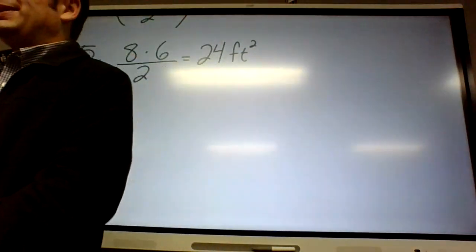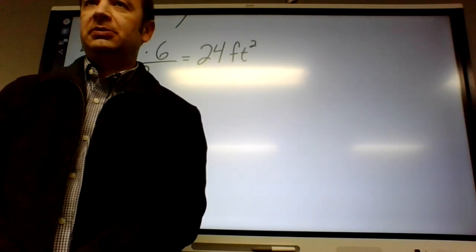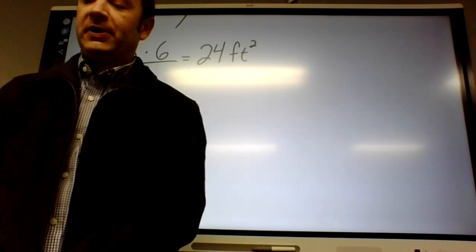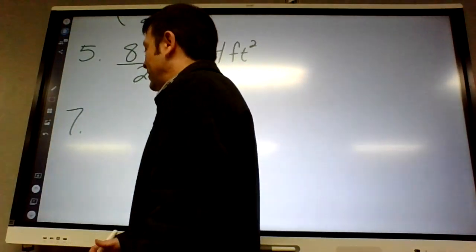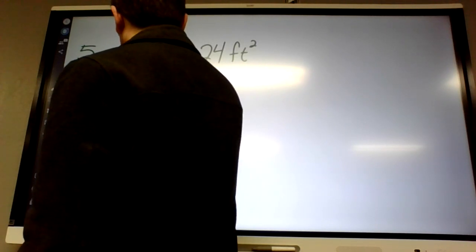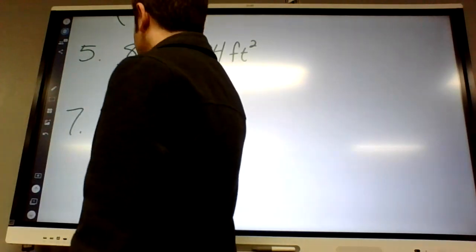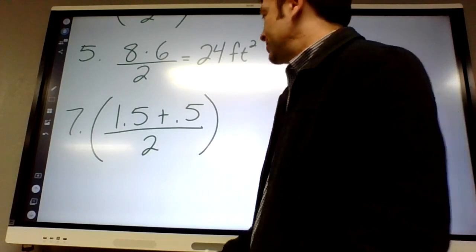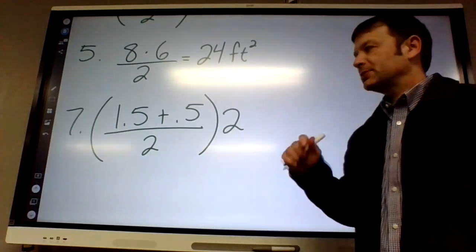So what is 6 inches in feet? How many feet is 6 inches? 0.5, half a foot, right? So our bases are 1.5 feet and 0.5 feet. So remember we have to average those on a trapezoid. So we have to average the bases and multiply by the height. What would the height of the trapezoid be? 2, because it's lying sideways.